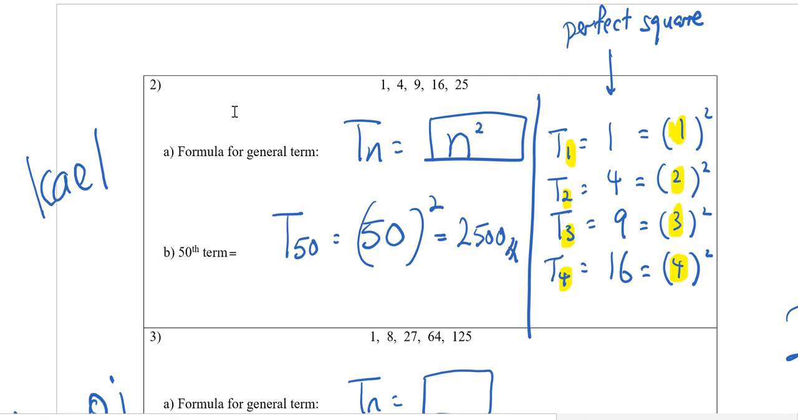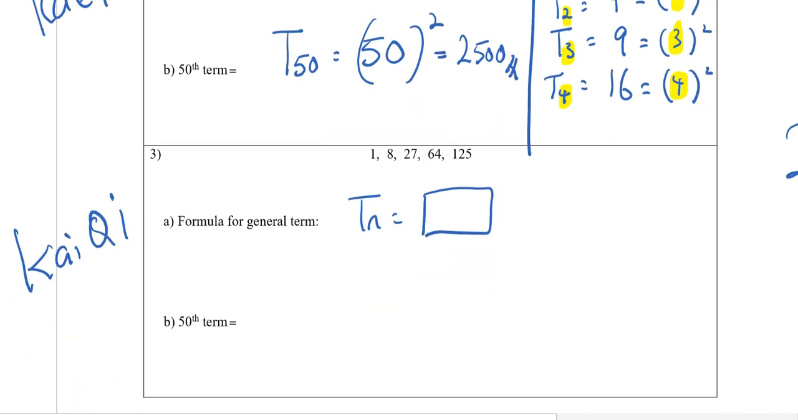Okay, once you master this, the Kahoot on Monday will be more fun because I can give you more patterns. Otherwise, the Kahoot will be very silly. The pattern must be 1, 2, 3, 4, very simple like that. Last one, Kai Chi, what's the answer? n cubed.